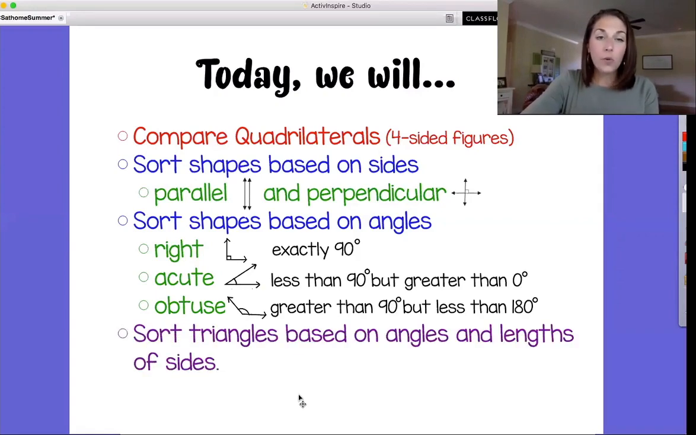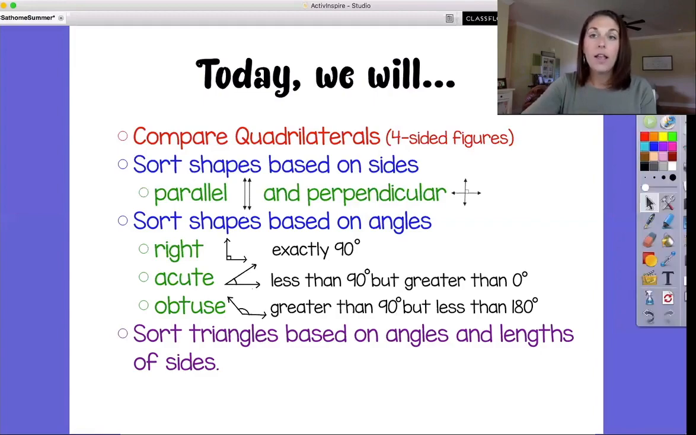The last thing that we're going to focus on today, the last skill, would be sorting triangles based on angles and lengths of sides. So we're going to look again at these angles, and then we're going to look at the lengths of the sides to see how those triangles are alike and different.